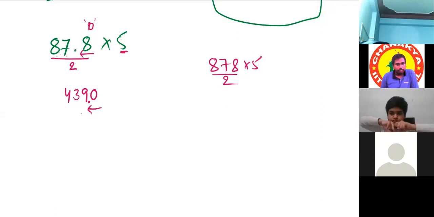Sir, I have a doubt. Yes, tell me. Sir, if there is a remainder, what will we do? The remainder will compulsorily be 0 or 1. Remainder may be either 0 or 1. If 1 is the remainder, we should write 5. Yeah, that's all.